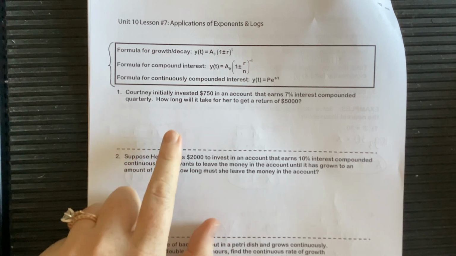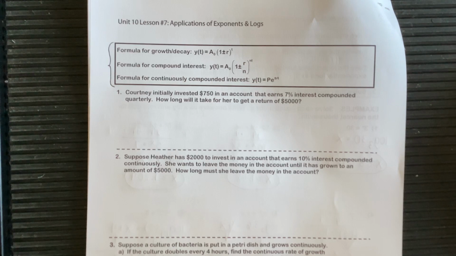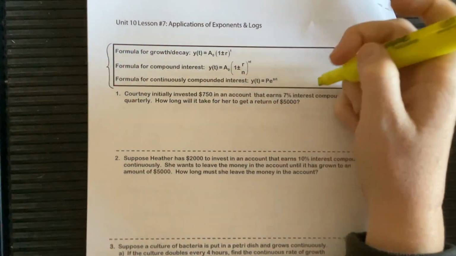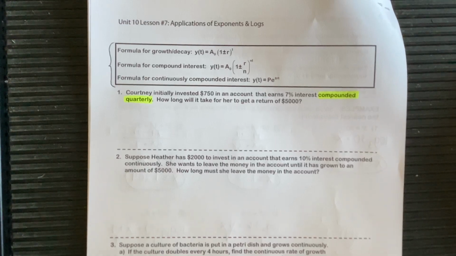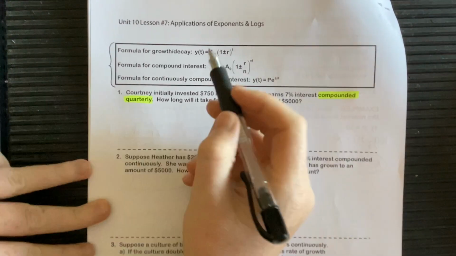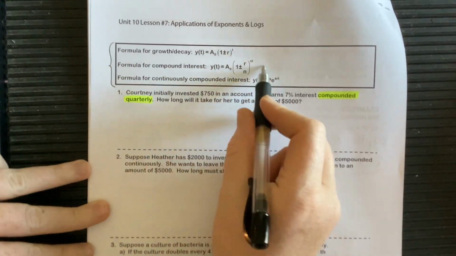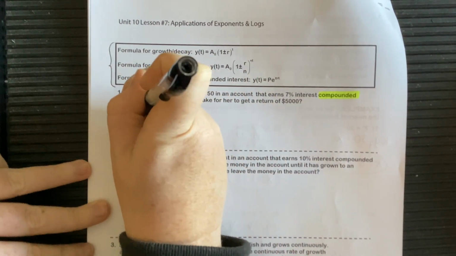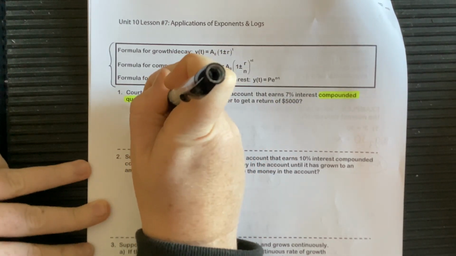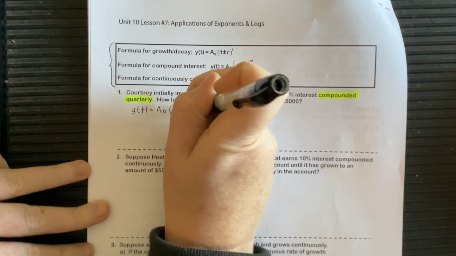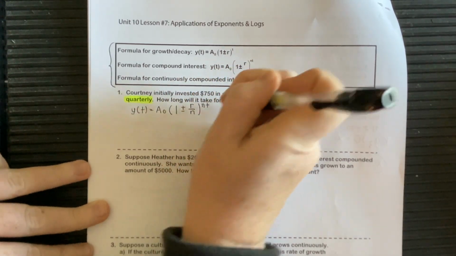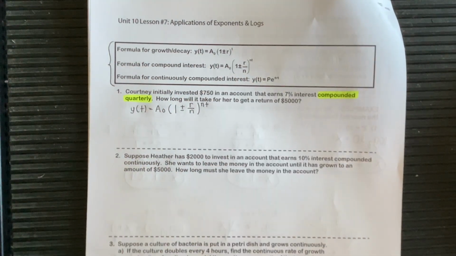So Courtney initially invested $750 into an account that earns 7% interest compounded quarterly. Compounded quarterly tells me which formula I'm going to use. If I'm doing compounding of any amount, that's when I have to use this one right here: y of t is equal to a sub 0 times (1 plus or minus r over n) raised to the nt. So decide what you're using first, then go back and label all your pieces.